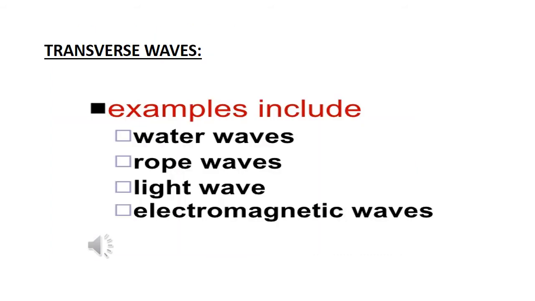Okay, so now let's have a look at the examples of transverse waves. We have some examples here: the water wave, rope wave, light wave, and electromagnetic waves. All of these are examples of transverse waves.